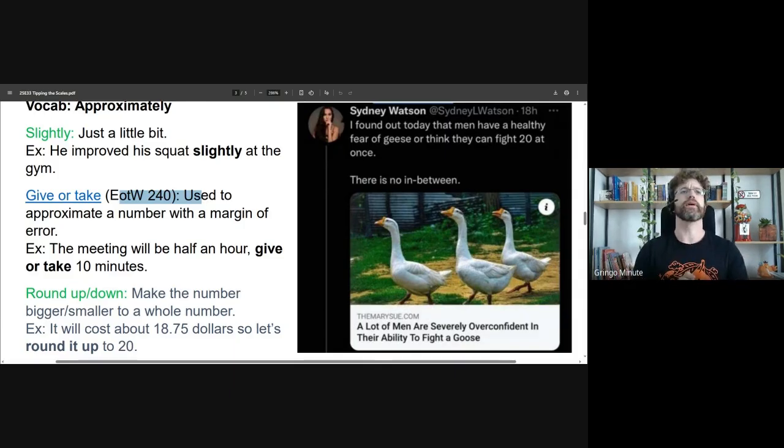Right? But give or take is when we're going to offer a margin. So maybe I'm going to arrive at 3 p.m., give or take 30 minutes. Maybe it's 2:30 p.m., maybe it's 3:30 p.m. So give or take gives us a margin both ways. Round up, round down. I think it's important. You need to pay $18.75, like I said, so let's round up to 20. You might need to use this at work.